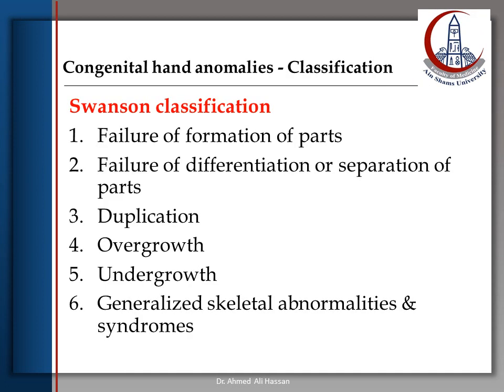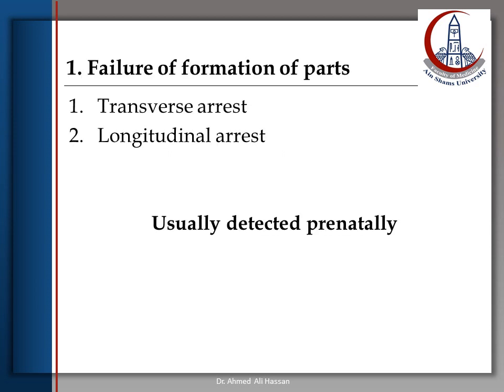According to Swanson's classification of congenital hand anomalies, we have six types: failure of formation of parts, failure of differentiation or separation of parts, duplication, overgrowth, undergrowth, and generalized skeletal abnormalities and syndromes.